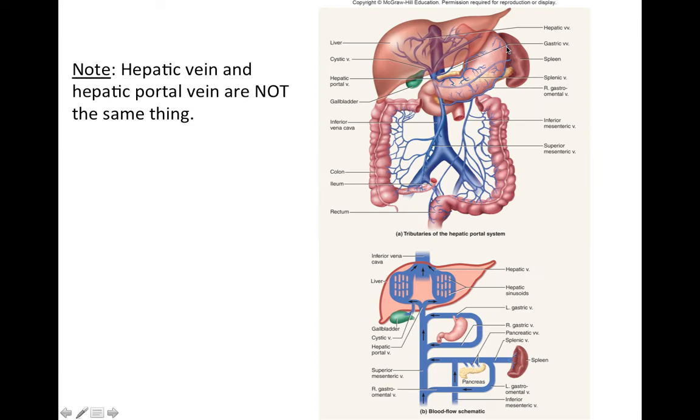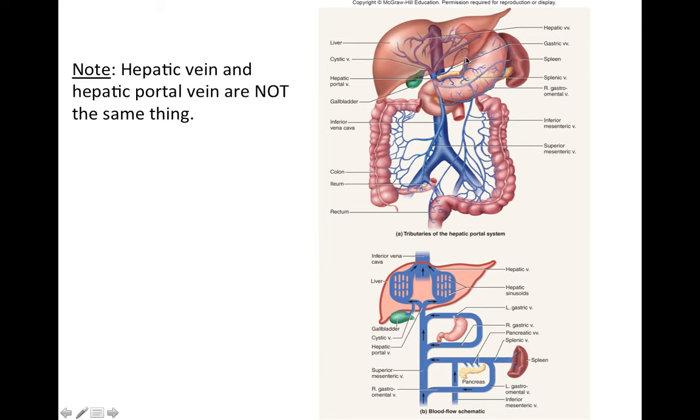So here you can see hepatic veins in addition to the hepatic portal vein. So this large vessel back here, this is your inferior vena cava. This is draining from the legs. You've got your common iliac veins right and left down here. Here is your liver. Your hepatic veins are all of these little vessels right here.